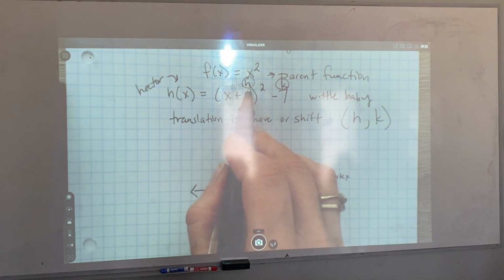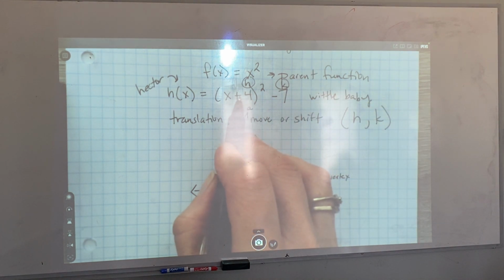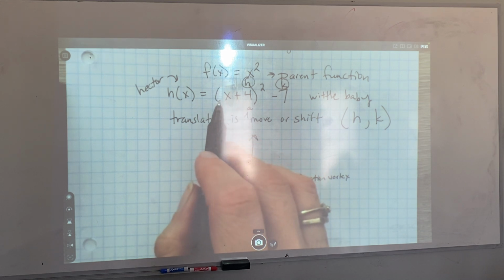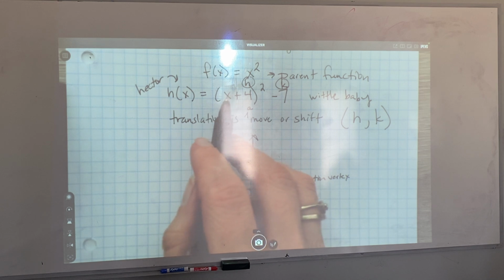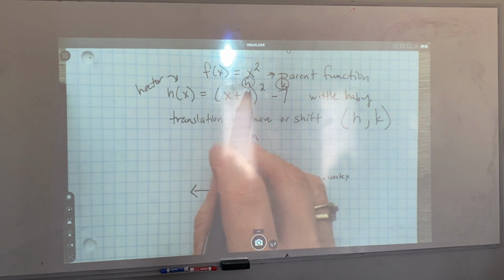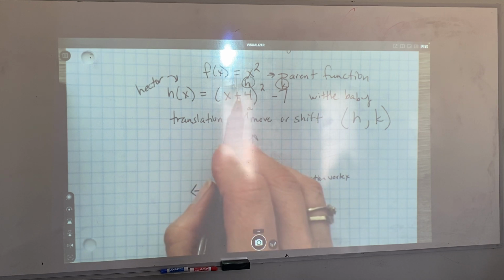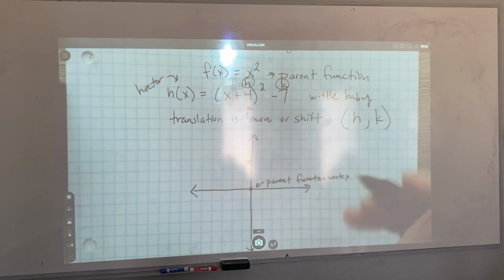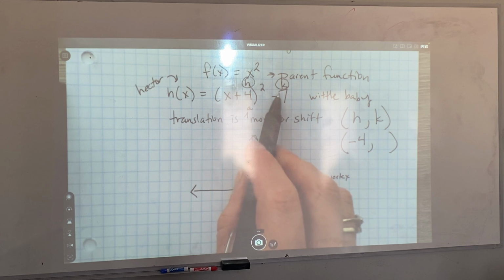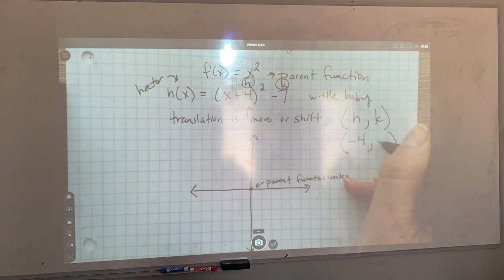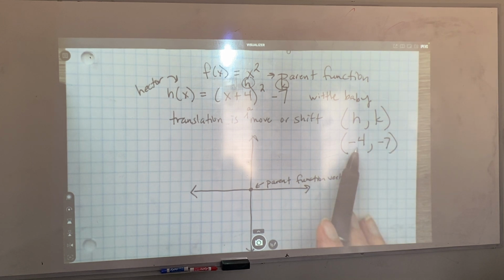H stands for, heck, get that sign the heck out of there. It's Hector for heck. Or heck for Hector, I don't know. So this 4 has a positive, and we need to get that sign heck out of there. So the vertex is going to be -4, and our -7 here, the K tells us to keep that sign. So the vertex is -4, -7.